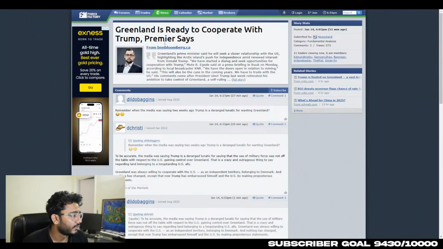Greenland's Prime Minister said he will seek a closer relationship with the US, highlighting the Arctic island's push for independence amid renewed interest from Donald Trump. We have started a dialogue and spoken about opportunities for cooperation with Trump to raise peace, he said in Nuuk on Monday, according to the local broadcaster KNR. We have the doors open in relation to mining, he said. This will also be the case in coming years, as we have to trade with the US.